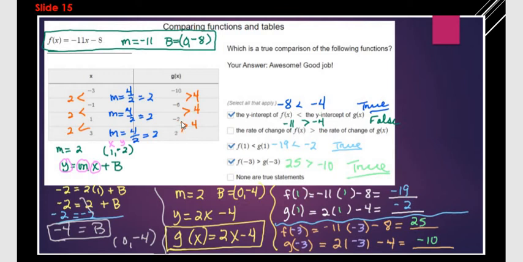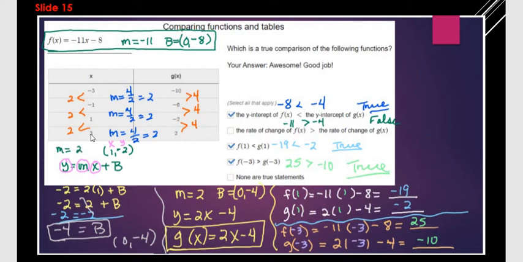2 minus a -2 gives you 4. -2 minus a -6 gives you 4. -6 minus -10 gives you 4. Same thing over here. 3 minus 1 gives you 2. 1 minus -1 gives you 2. -1 minus 2 gives you -3. Now I'm going to go backwards again, and I'm going to divide. I'm going to say 4 divided by 2 will give me 2. 4 divided by 2 will give me 2. 4 divided by 2 will give me 2.